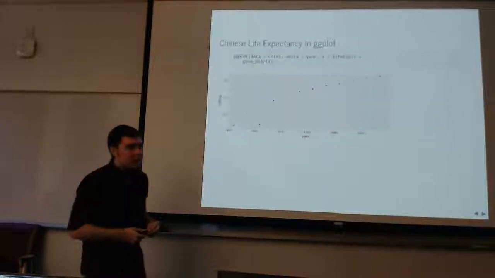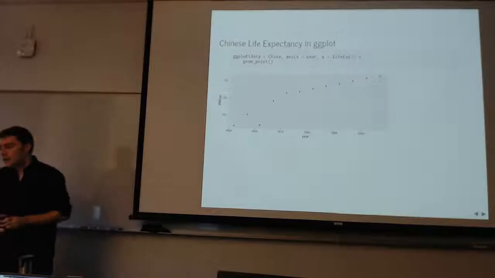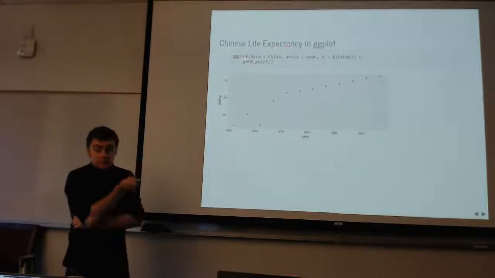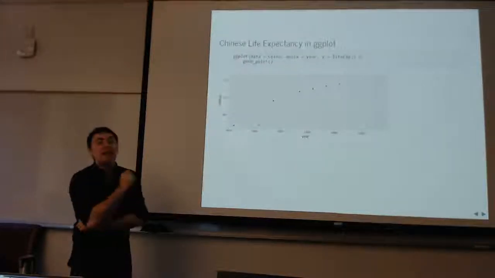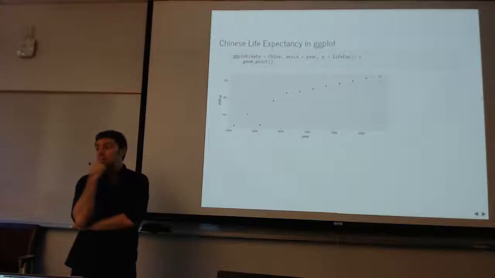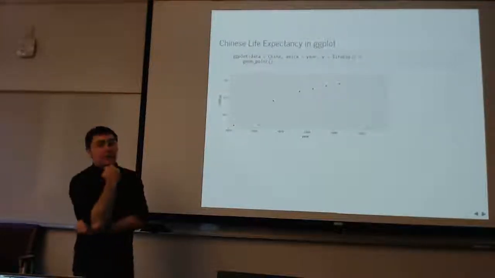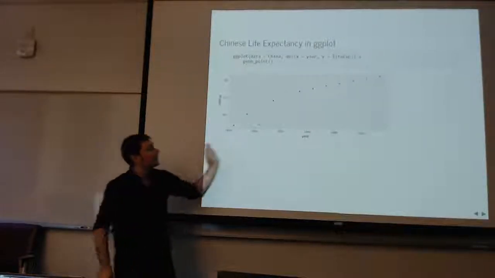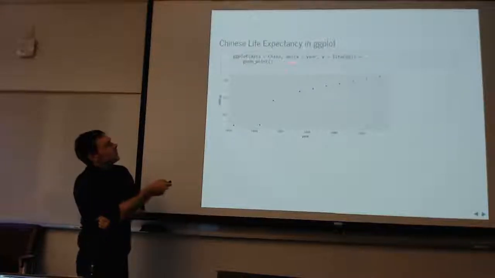So here's the GGplot syntax to make essentially that same plot. This is Chinese life expectancy in GGplot. I've done ggplot, data equals China. I have this function here, aes, which stands for aesthetic. I'll talk about what that means. x equals year, y equals life expectancy, which clearly sets what our axes in the plot are. x is our year, y is our life expectancy. And that's the entire function call at the top.